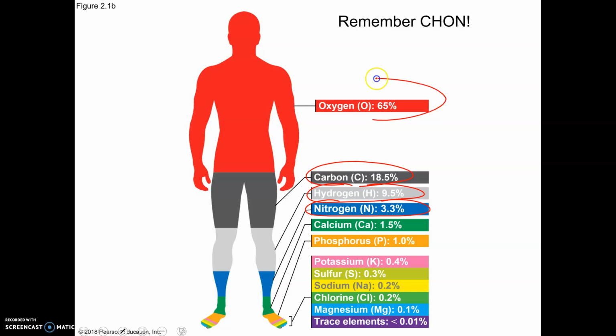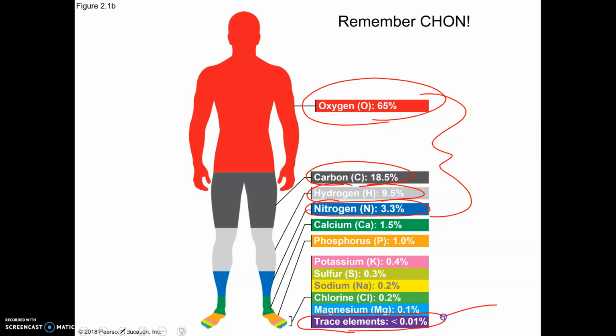Oh, there it is, oxygen up here. So there you go. Carbon, hydrogen, oxygen, nitrogen, CHON. Those four things make up a majority of all of our cells. Now there are other things, calcium, potassium, sulfur, and then there's some things we need only tiny amounts of.